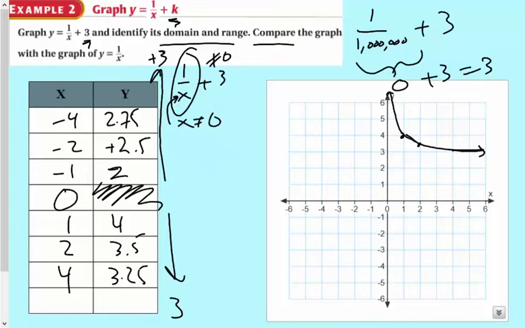Okay, then let's do the negatives. Negative 1, 2. Negative 2, 2.5. And if your graph doesn't have this shape, the negative 4, 2.75.